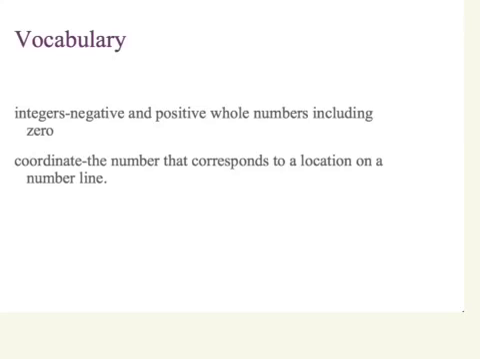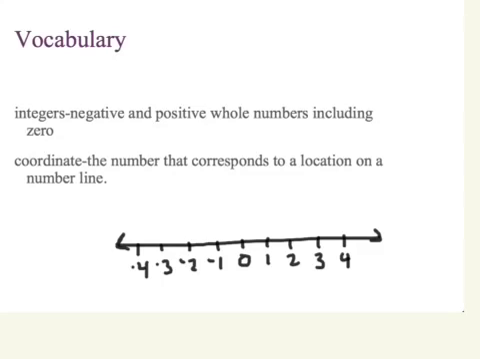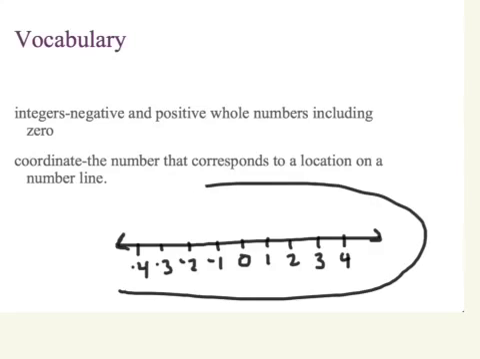We will often talk about integers, and integers are negative and positive whole numbers that include zero. Sometimes I like to talk about integers as number line numbers. Down here I'm going to draw a number line, and you'll notice that we have whole numbers that are negative and positive and including zero. So that's why sometimes I refer to integers as number line numbers, because you often see them on a number line.